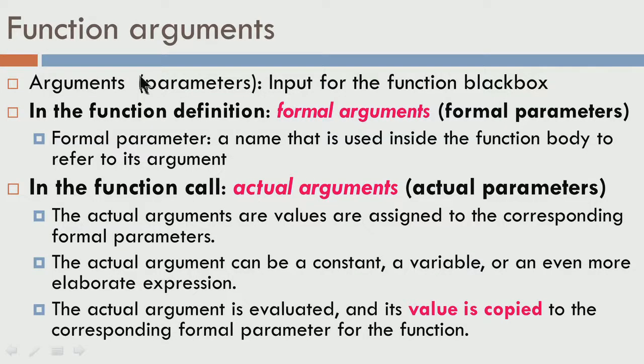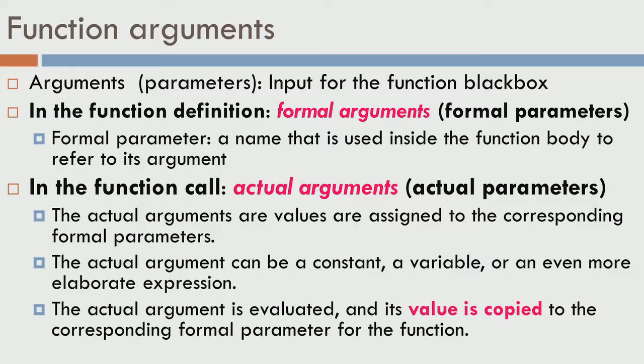So, we saw the notion of arguments. These are inputs to the black box called the function. When you talk about arguments, there are two kinds of arguments. There is this terminology called formal arguments or formal parameters. A formal parameter is a name that is used inside the function body to refer to the arguments, and the function call is actually made with actual arguments or actual parameters.